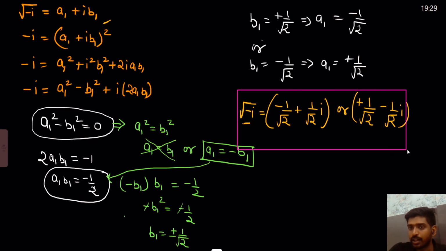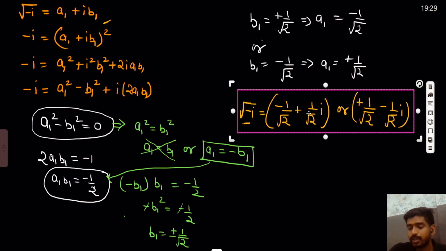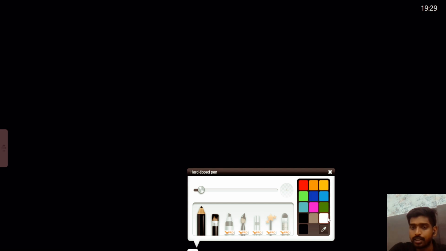So we got the value of under root of iota and under root of minus iota. Now next, in the question, what are they asking? In the question they are asking to find the value of under root of iota plus under root of minus iota. We will try to find the value.